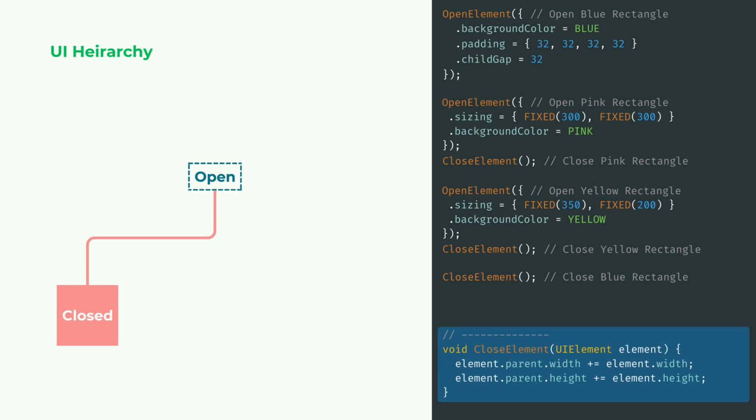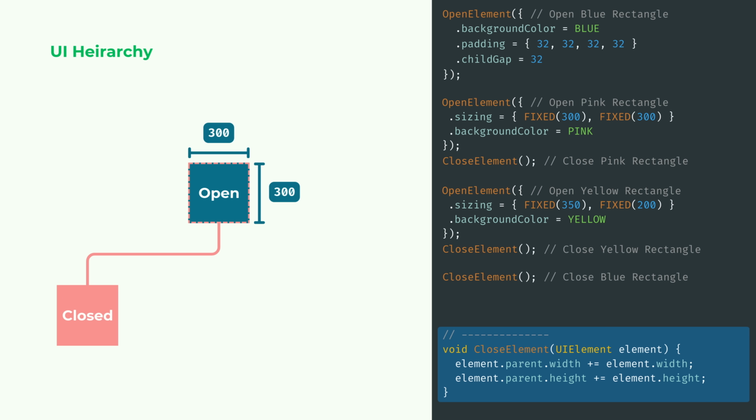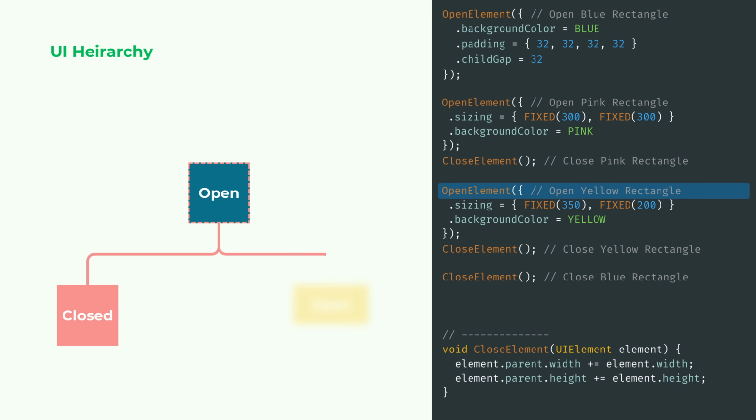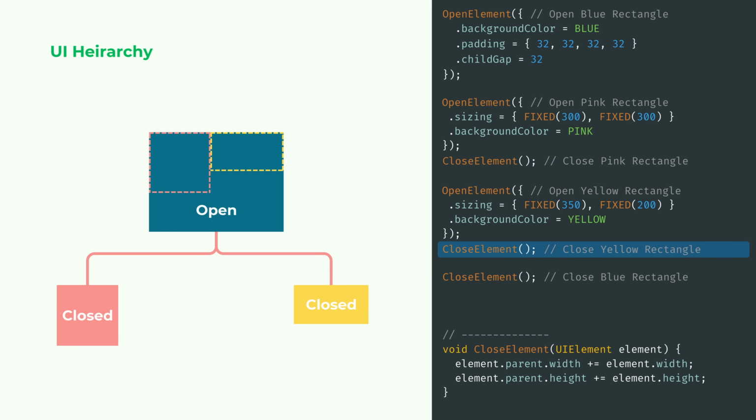Inside this function, we take the dimensions of the current element, which in this case we know because they're provided as fixed dimensions, and we add them to our parent's dimensions. So now our parent fit container actually has some size. We do the same thing when our second child closes, adding its dimensions to the parent as well. This doesn't look quite right. The width is okay, but the height looks wrong.